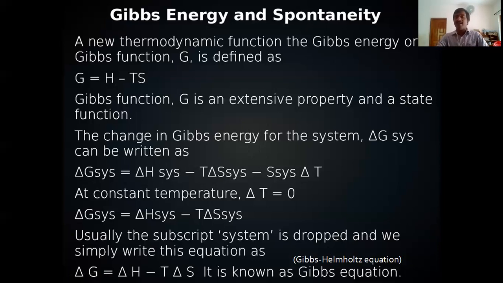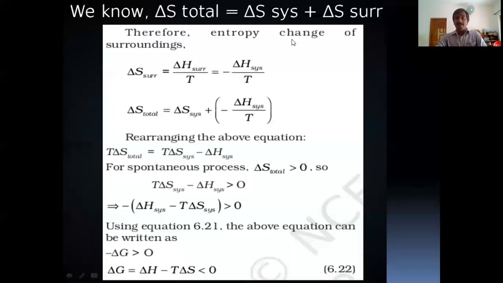From that, we can derive the criterion in terms of delta G. And here you can see it is derived. Delta S surroundings is delta H surroundings by T. This is from the equation for the change in entropy. Delta S surroundings equals minus delta H system by T.